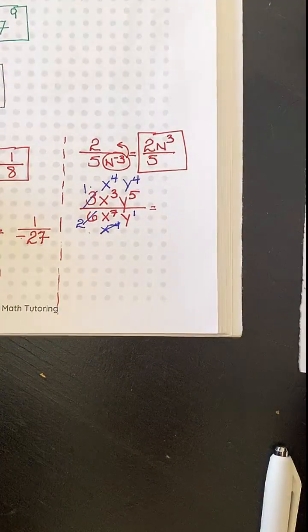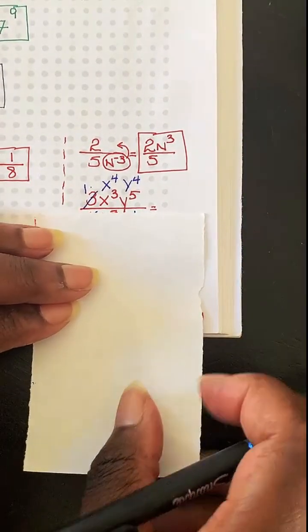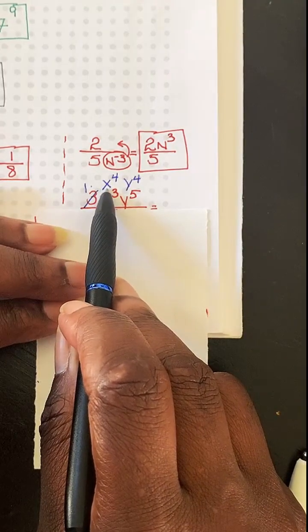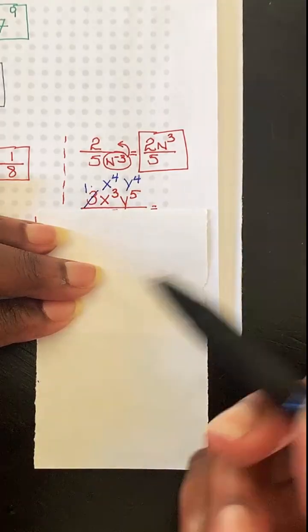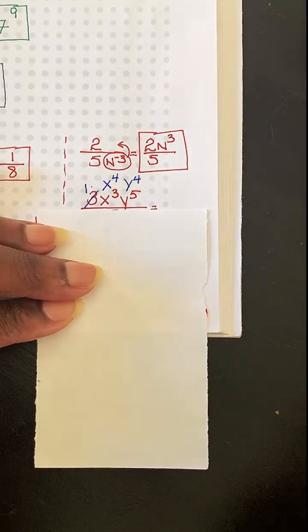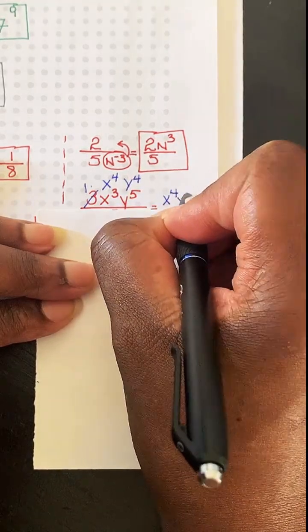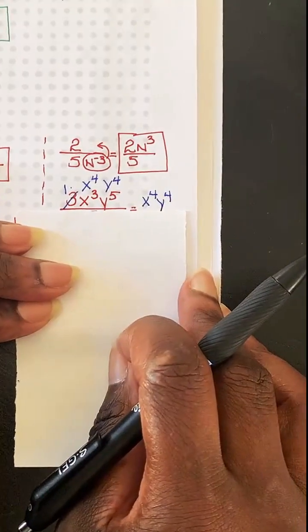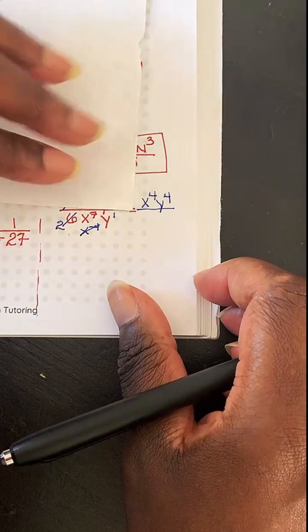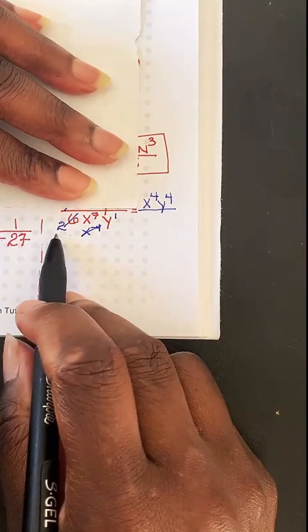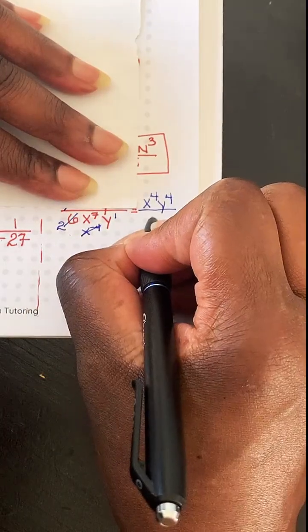So now let's clean this up. For your numerator, what's left is your x to the 4th, y to the 4th. I know there's a 1 here, but you could put the 1, it's perfectly fine. So we have our x to the 4th, y to the 4th in the numerator. In the denominator, what's left is my 2, not my 2y, just my 2.